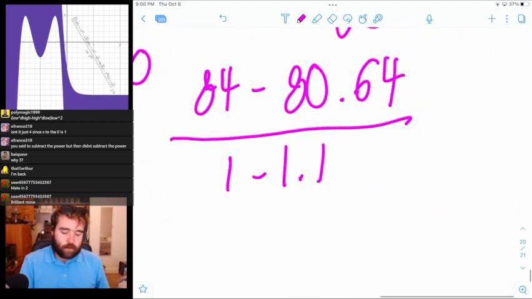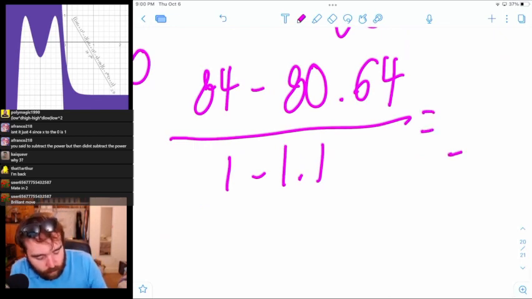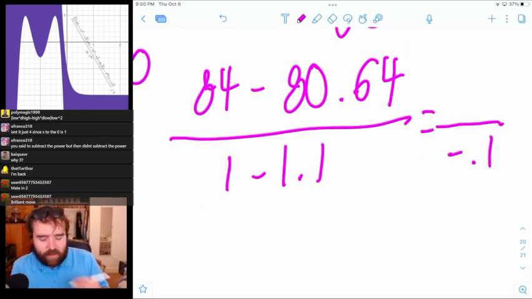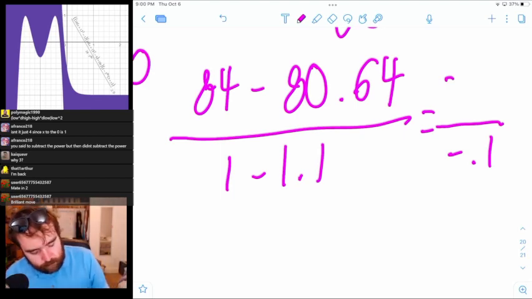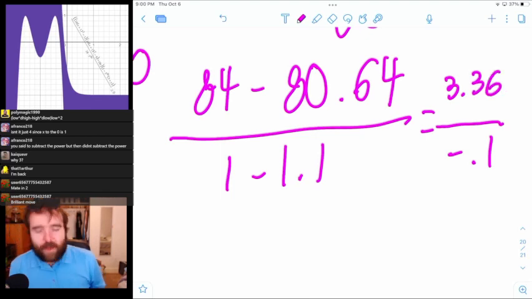And then let's continue here. We have negative 0.1 on the bottom. On the top, 84 minus 80.64. So that's 3.36. Because if you have to write anything down, you should use a calculator. But you should be able to do 84 minus 80.64 in your head.